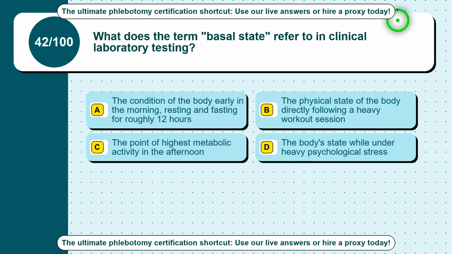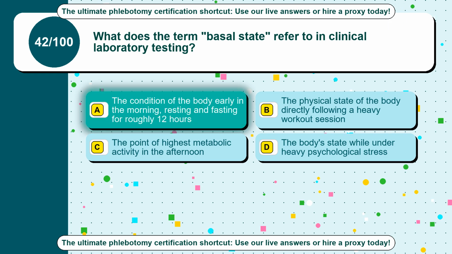Question 42. What does the term basal state refer to in clinical laboratory testing? Option A, the condition of the body early in the morning, resting and fasting for roughly 12 hours. Option B, the physical state of the body directly following a heavy workout session. Option C, the point of highest metabolic activity in the afternoon. Option D, the body state while under heavy psychological stress.